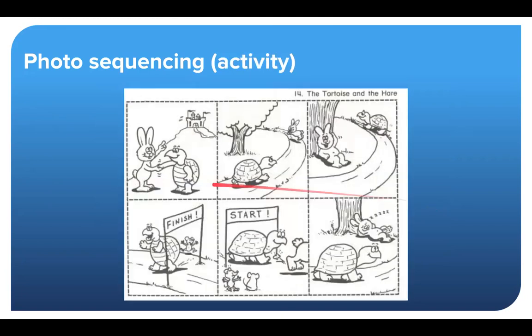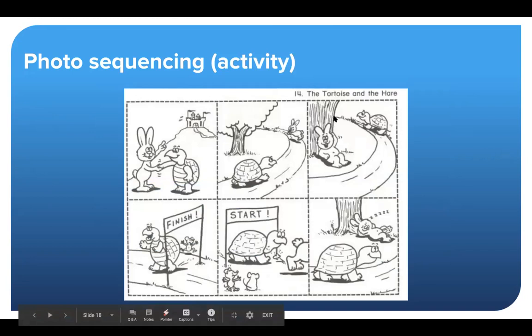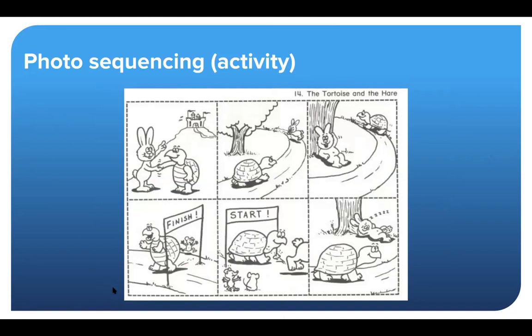So here we see the same story, the tortoise and the hare, but this is actually a photo sequencing activity. So with this activity, you see the same story again, but it's in the wrong order. So the activity would have students cut out the individual images and paste them in the correct order. And that's a really good way to practice what they've learned and to test their understanding of what's happened in the story. These kinds of activities are really good for English.